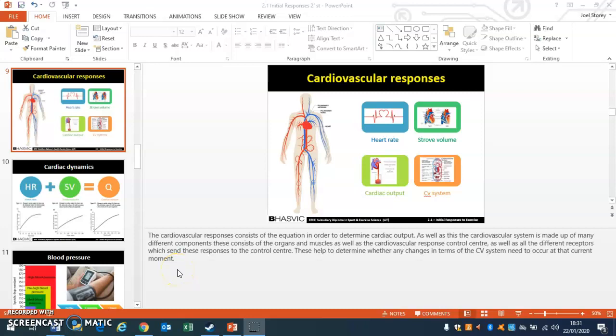Cardiovascular responses. The cardiovascular responses consist of the equation in order to determine cardiac output. As well as this, the cardiovascular system is made up of different components. These consist of the organs and the muscles, as well as the cardiovascular response center, as well as the different receptors which send these responses to the control center. These help to determine whether any changes in the CV system need to occur at any current moment.